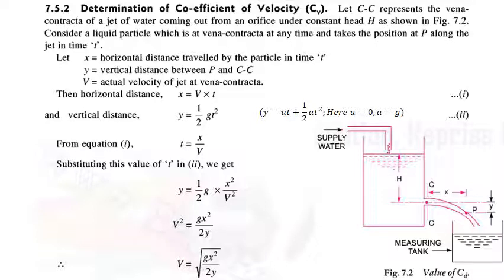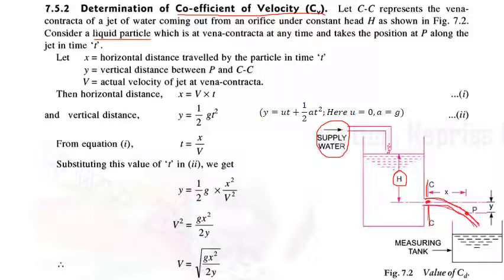Next, let's determine the coefficient of velocity Cv. If you look at the figure, the vena contracta is at section CC, right? And a jet of water coming out from an orifice under constant head H is also shown. This is the jet, coming from the tank where there is a constant head H. You can see that there is a supply of water which ensures the head is maintained at level H. So consider a liquid particle at vena contracta, that is here at section CC, at any time, and it takes position P along the jet in time t. That means a particle was at vena contracta when t is equal to 0, and after time t it reached point P.